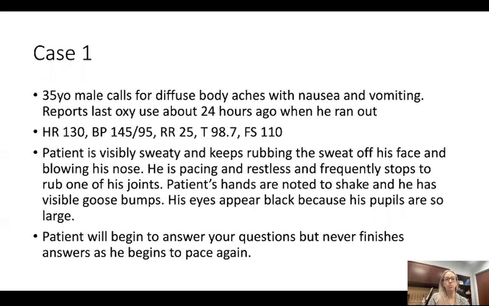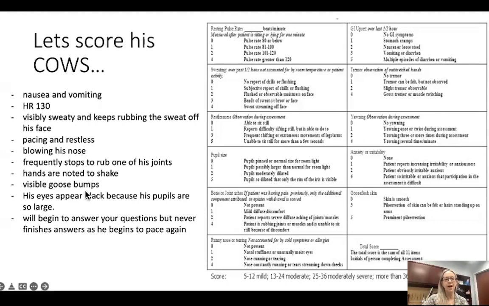He's pacing and restless, and he stops and he's rubbing at different ones of his joints, like his elbow and his shoulder and his knee. His hands are pretty shaky, and you can see visible goosebumps from across the room. His eyes appear to be black because his pupils are so dilated. He'll answer your questions, but he never finishes the answer as he begins to pace again. So let's score his COWS.